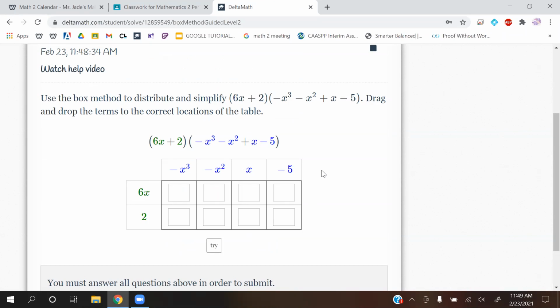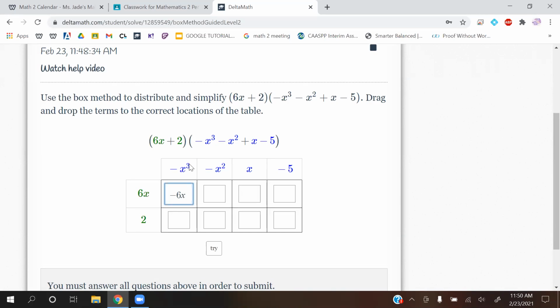Once I'm done clicking and dragging, all of these boxes appear for me to type in. For this first box, we are multiplying 6x and negative 3x cubed. I multiply those two and get negative 6, because 6 times negative is negative 6. For the x's, there's x to the power of 1 and x to the power of 3. In total that is x to the power of 4, because 3 plus 1 is 4.